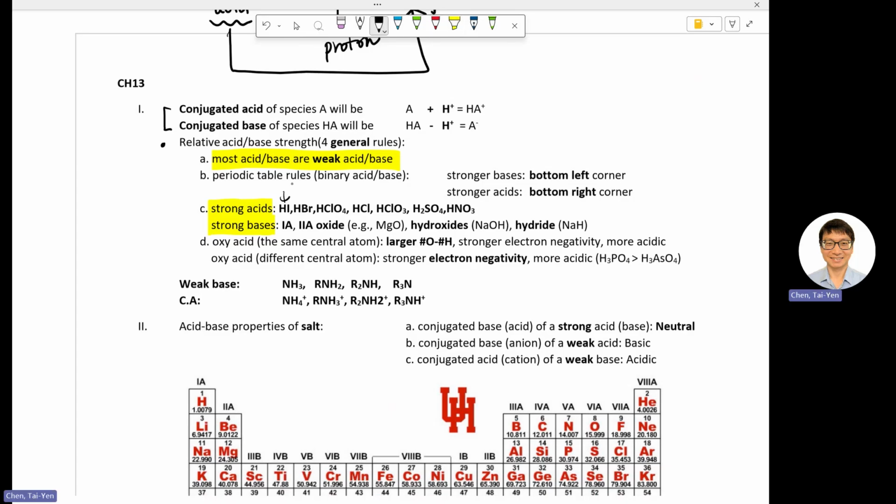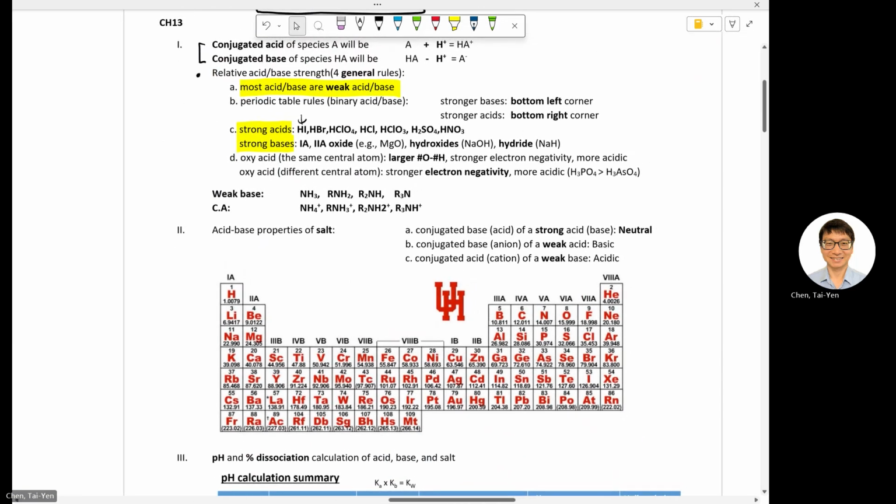Start from HI, HBr, HClO4, HCl, HClO3, H2SO4, HNO3. Okay. All the strong acids are acids related to the 7A elements.